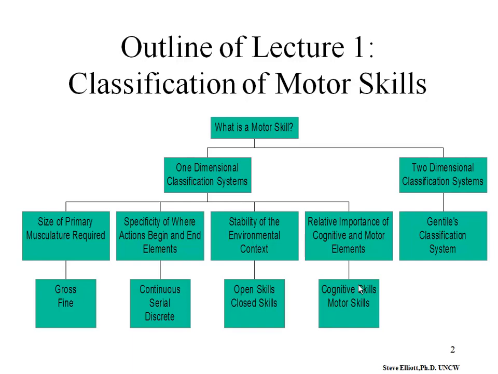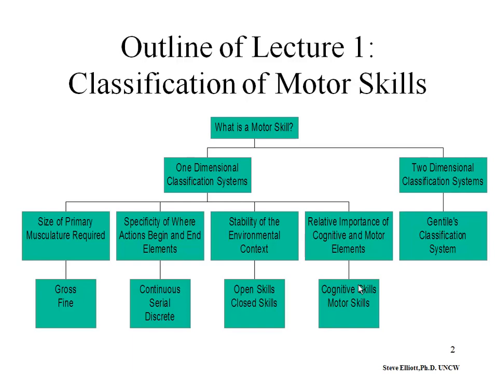Within the one-dimensional classification systems, we'll talk about categories that look at the size of musculature required to perform the skills. We'll look at another classification system that specifies where actions begin and end, another one that looks at the environmental context, and then another one-dimensional classification system that looks at the relative importance of cognitive and motor elements.